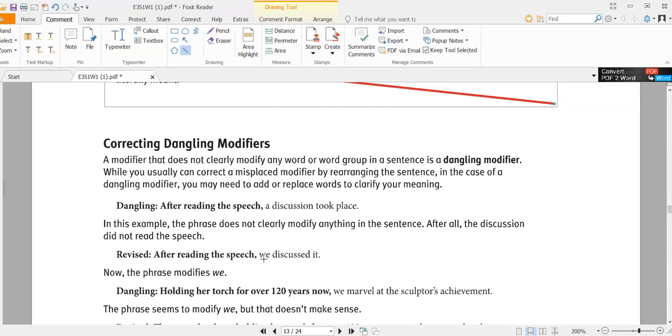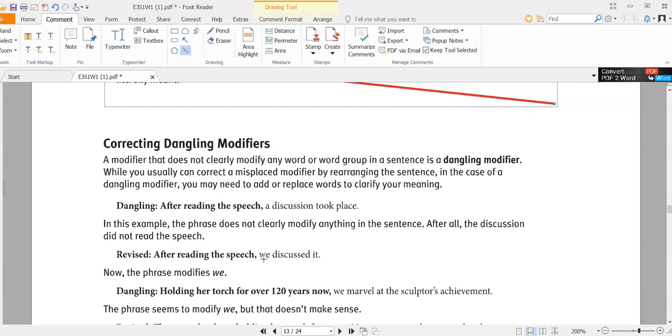While you usually can correct a misplaced modifier by rearranging the sentence, in the case of a dangling modifier, you may need to add or replace words to clarify your meaning. So sometimes a dangling modifier doesn't describe what it's supposed to be describing. So here's an example. After reading the speech, a discussion took place. So the discussion was what was reading the speech? That doesn't make any sense. We're missing something or something needs to be changed. This phrase doesn't clearly modify anything in the sentence.